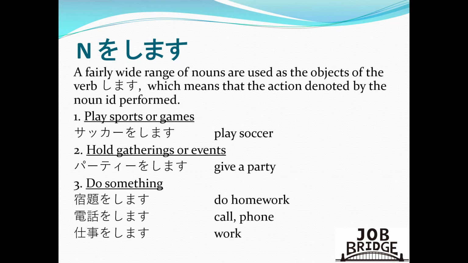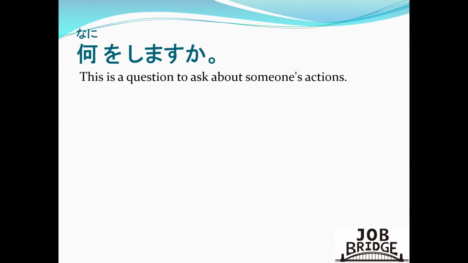Now everyone, I know by now you already know how to express an action, and I've already taught you how to put a direct object to your verb. But how about wanting to ask someone what they are doing? So here comes, Nani o shimasu ka? This is a question to ask about someone's action.